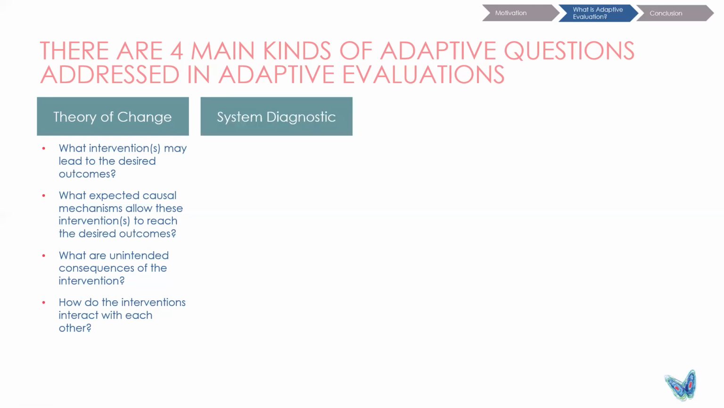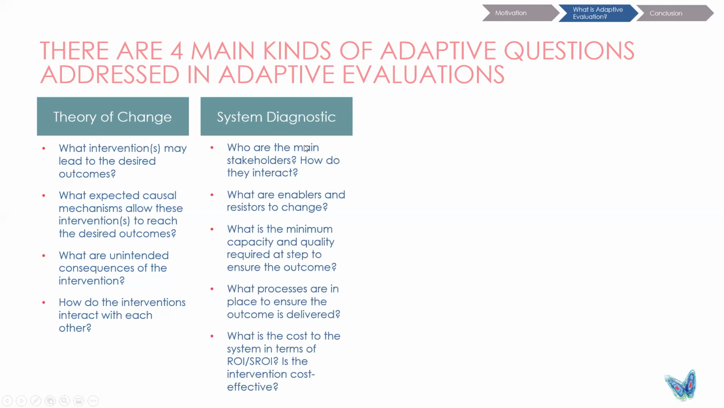The second category of questions deals with systems. And here we ask, who are the main stakeholders? How do they interact with each other? What are their reciprocal obligations to each other? And in mapping this out, we can ask ourselves, what are enablers and resistors to change? Where are roadblocks and blockages? But where are places where we can intervene? Finally, one important question when doing a system diagnostic is, what is the minimum capacity and quality required at each step in the system to ensure the outcome? And what processes are in place to ensure the outcome is delivered? And finally, looking at the system as a whole, what is the cost to the system in terms of return on investment or social return on investment? And is the intervention cost effective?